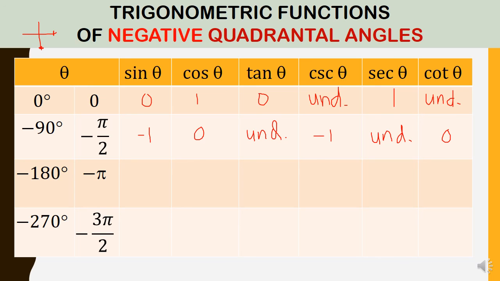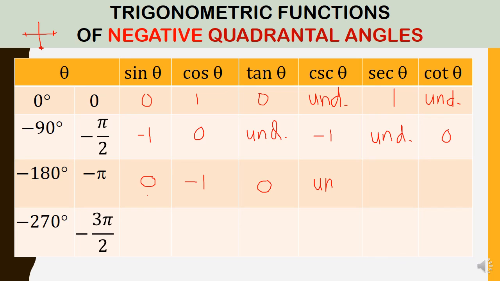Okay? So, pagdating sa negative 180, this is same as the positive 180. So, again, we are considering this point here. That's negative 1, 0. This is the negative 1. And this is the 0. Okay. For the tangent function, it will be sine over cosine. So, 0 over negative 1 is 0. For cosecant, it's the reciprocal of this. So, it will be undefined.